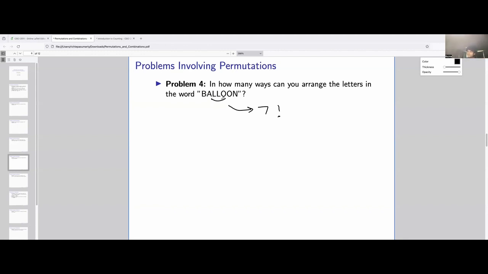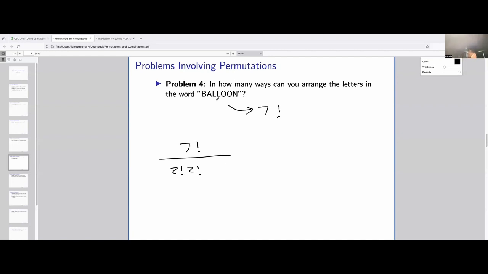There are 2 of these letter L's, so we can arrange those letter L's in 2 factorial ways. And there's 2 of these letter O's, so we can arrange those in 2 factorial ways. So after making our correction for these, we get 7 factorial divided by 2 factorial times 2 factorial.